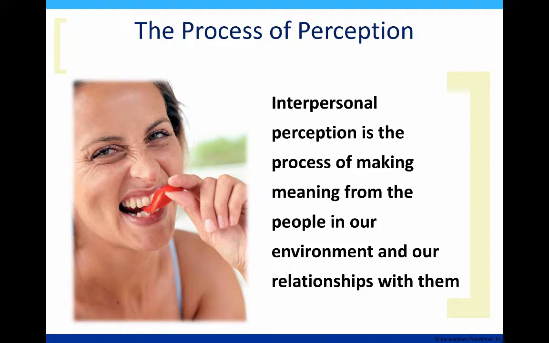So what is perception? It's the process of making meaning out of the stimuli that comes into our brains via our senses, what we see, hear, smell, taste, and touch. Interpersonal perception is the process of making meaning from the people in our environment and our relationships with them. It's about how we receive and interpret those interactions.